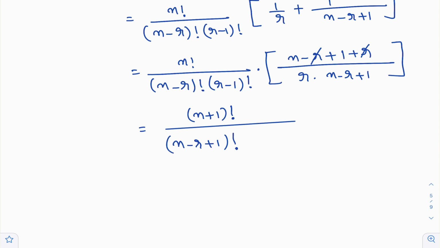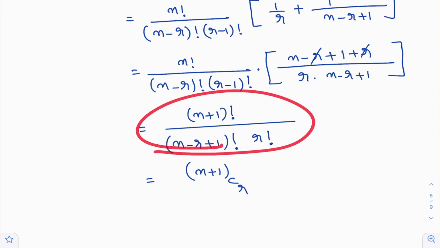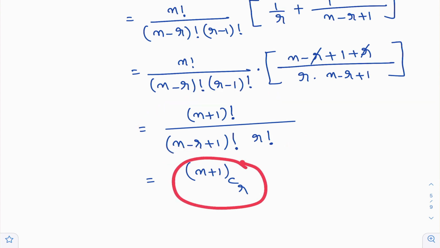Okay. Now r into (r minus 1)!. What is r into (r minus 1)!? That is nothing but r!. Actually, this is nothing but (n+1)Cr. See what I have written here, that is nothing but (n+1)Cr. You expand this (n+1)Cr: (n+1)! divided by (n+1 minus r)! into r!.